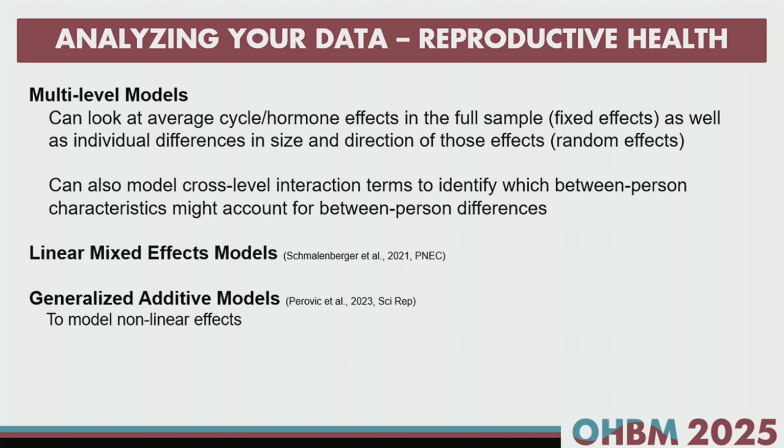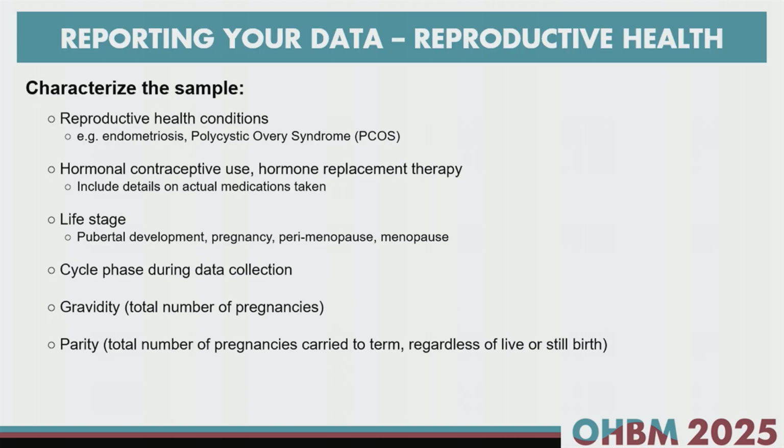You can also model these cross-level interaction terms to identify which between-person characteristics might account for between-person differences. This can be done using linear mixed effects models if you're expecting a linear relationship, or generalized additive models if you're expecting nonlinear effects. There are some excellent papers that I highly encourage you to look at the methods for if you're interested in these models, and they've been attached as worksheets to this presentation online as well.